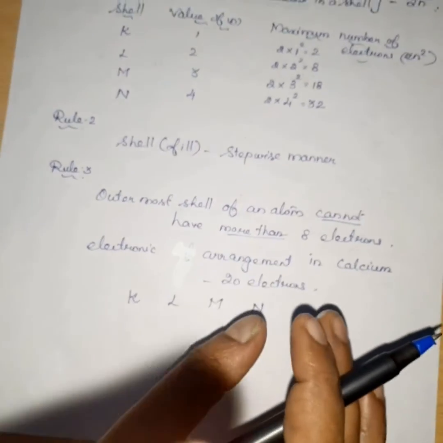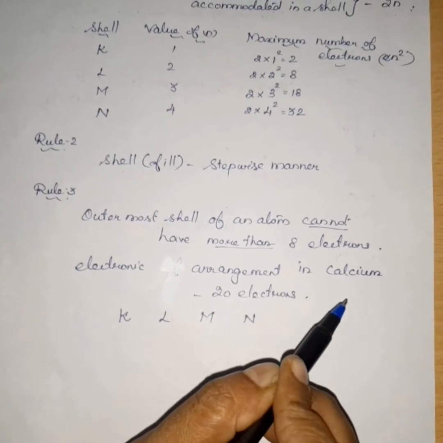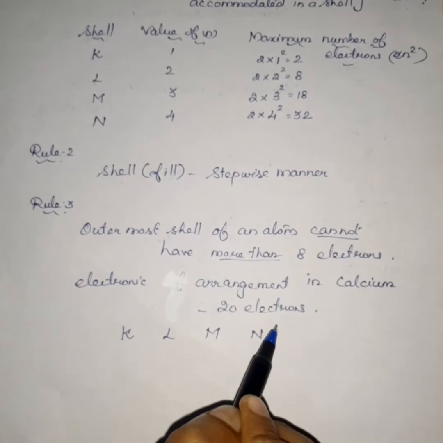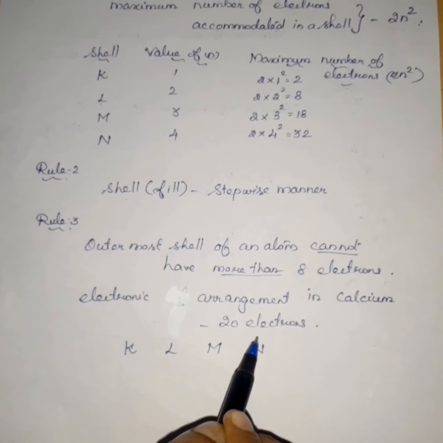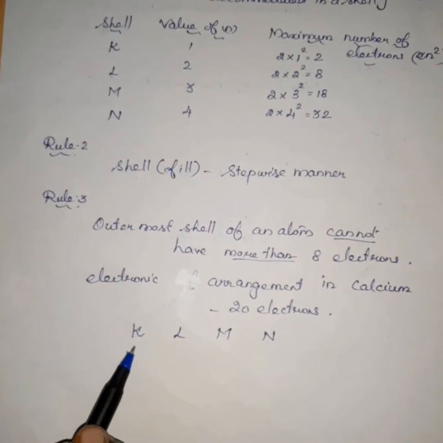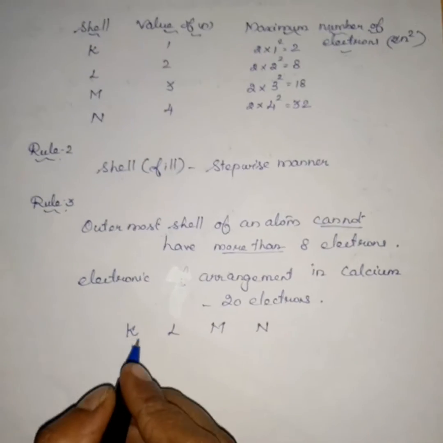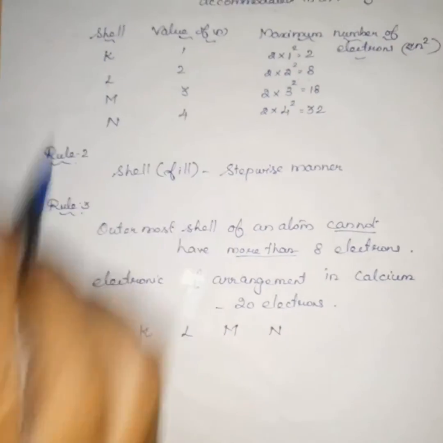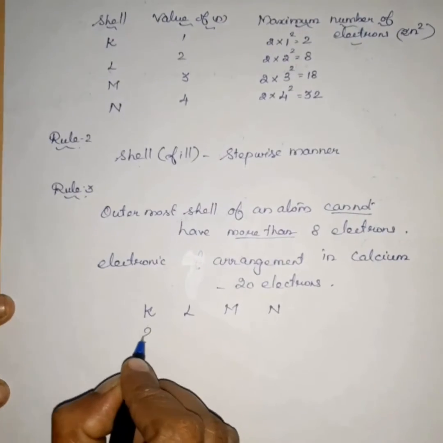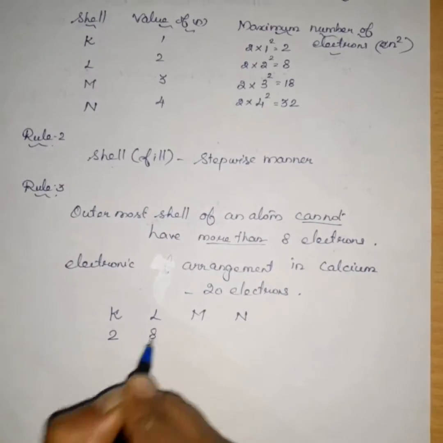Listen. For example, the electronic arrangement in calcium having 20 electrons. How many electrons? 20 electrons. So the calcium atomic number is 20. Now we find out K, L, M, N. Here the first one is the K shell. The K shell accommodates 2 electrons. So 2. Next, L is 8 electrons.